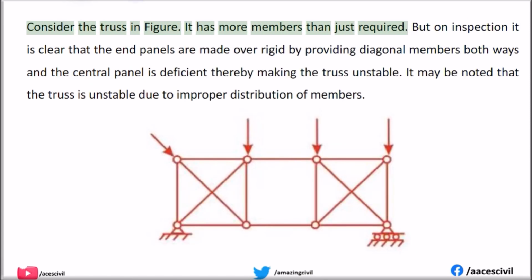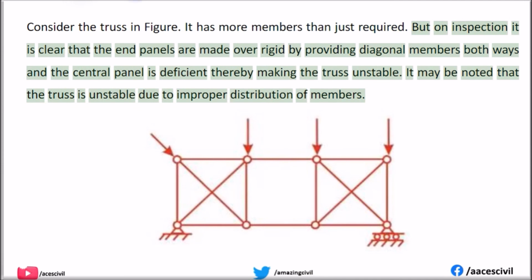Consider the truss in figure. It has more members than just required. But on inspection it is clear that the end panels are made over-rigid by providing diagonal members both ways, and the central panel is deficient, thereby making the truss unstable. It may be noted that the truss is unstable due to improper distribution of members.